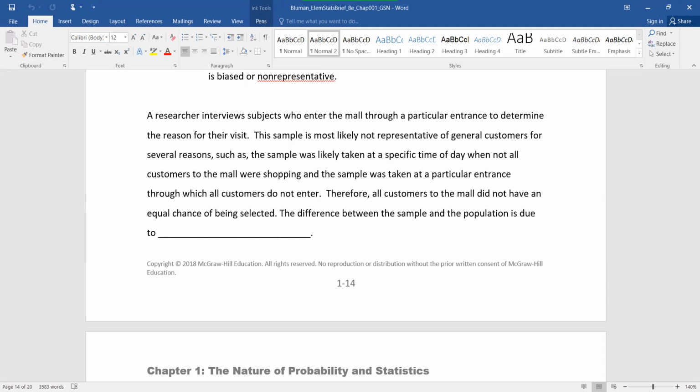All right, so here we go. A researcher interviews subjects who enter the mall through a particular entrance to determine the reason for their visit. This sample is most likely not representative of general customers for several reasons, such as the sample was likely taken at a specific time of day when not all customers to the mall were shopping, and the sample was taken at a particular entrance through which all customers do not enter. Therefore, all customers to the mall did not have an equal chance of being selected. The difference between the sample and the population is due to what? Would it be a sampling error or a non-sampling error?